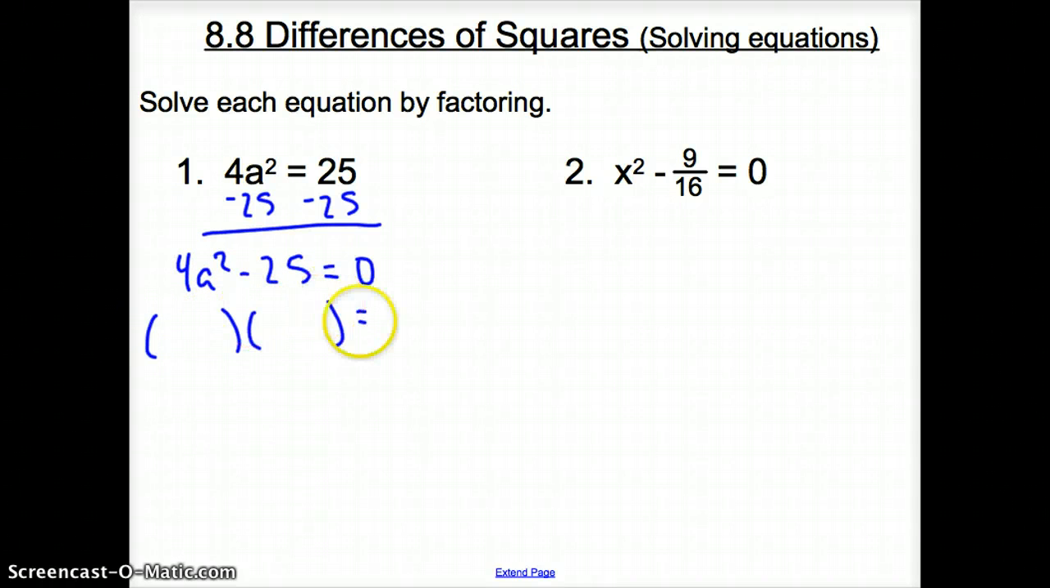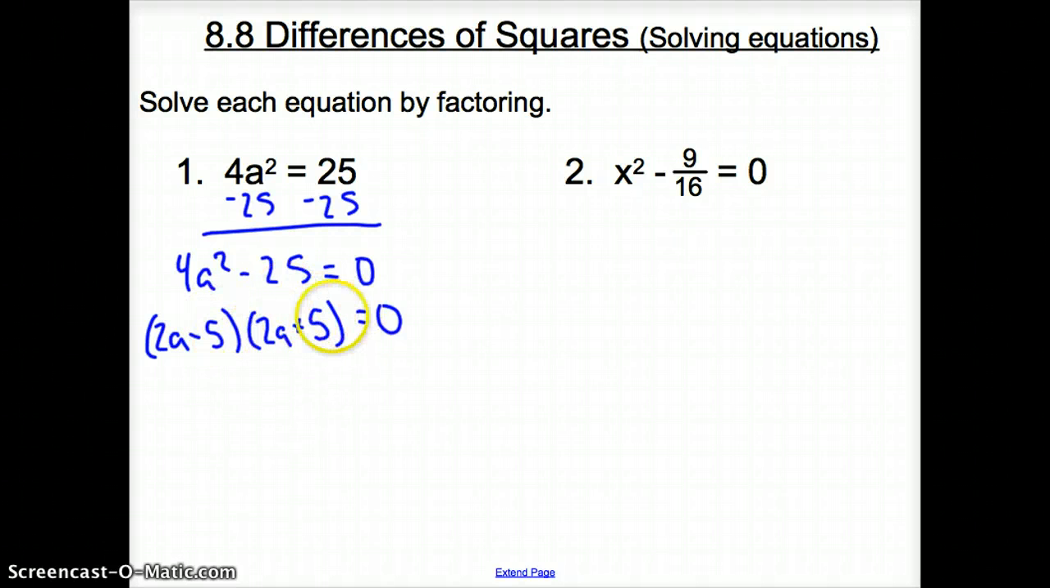Now, what multiplies to that 4? What times itself multiplies the 4? So that's going to be 2 and 2. What multiplies times itself to be a squared? That's going to be a and a. Now it's a minus 25, so we can just go minus plus what multiplies the 25, 5, and a positive 5.